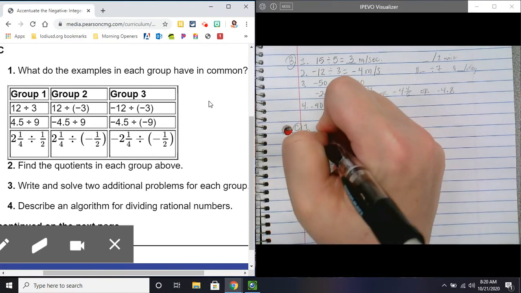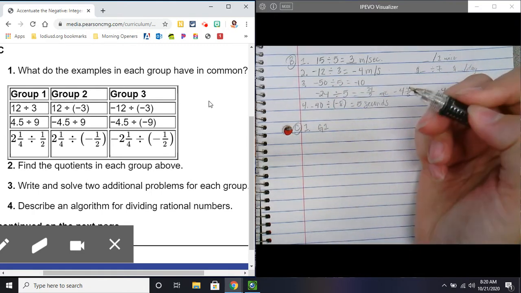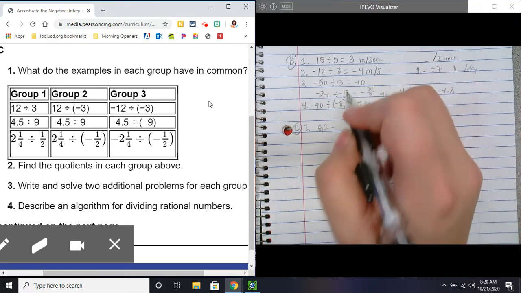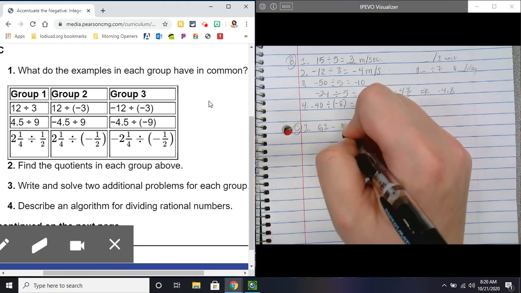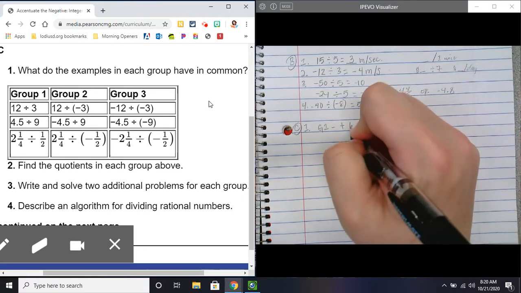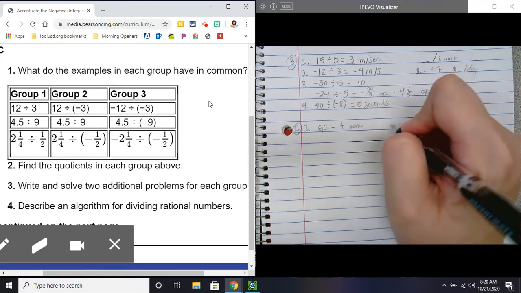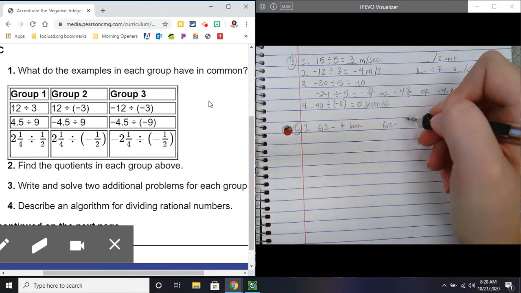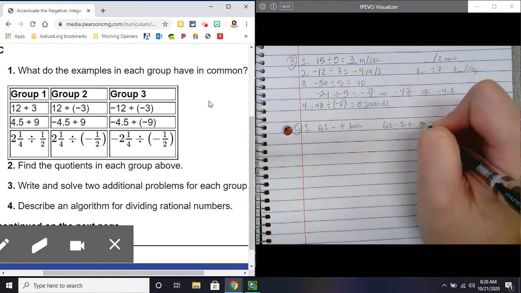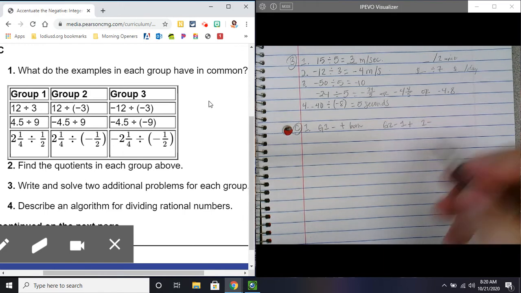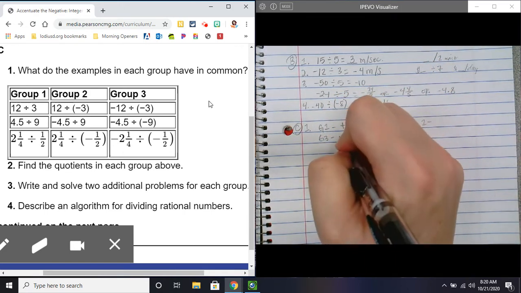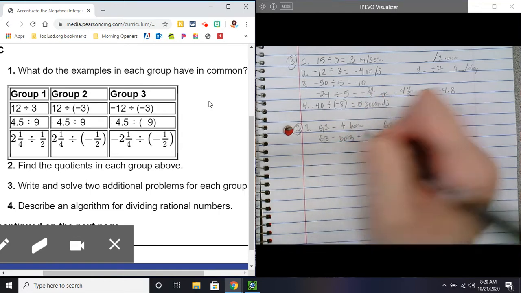This is kind of like what we did in 3.1. In group 1, I noticed that both numbers are positive. I'm just going to put a plus sign in both because I'm lazy. And then group 2, 1 is positive and 1 is negative. And then for group 3, both are negative.